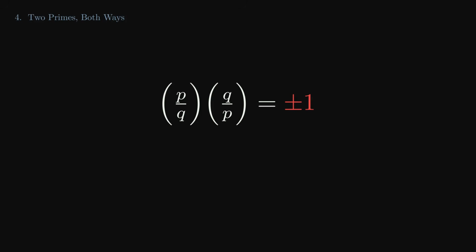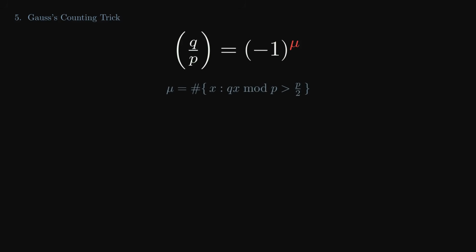The explanation starts by turning one of these symbols into a counting problem. Here is the bridge from squares to counting, and it is called Gauss's lemma. Take the symbol for 7 as a square mod 5. Look at the multiples of 7: 7 times 1, 7 times 2, and so on. But only up to half of 5, so just the first two multiples.